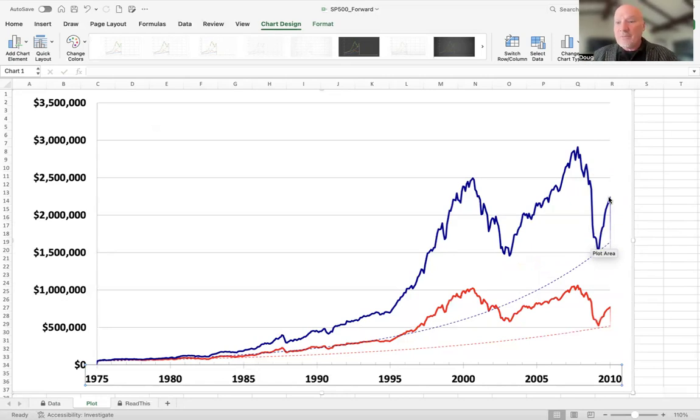And then what would have happened here? You would have lost out on this increase over here. This is why our bonds become very important, because there's a lot of volatility in equities, less so in bonds.